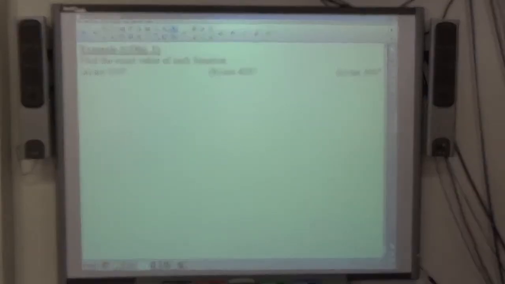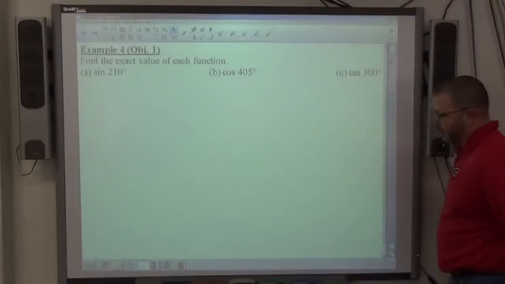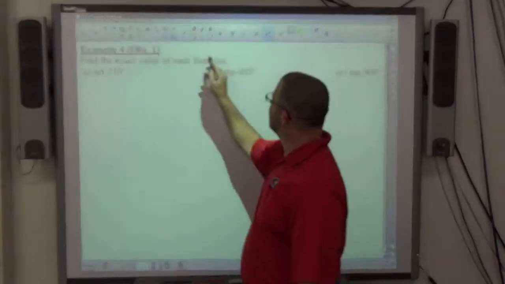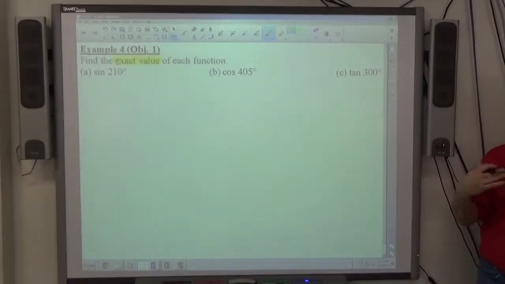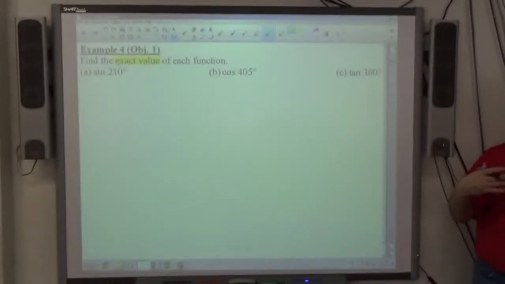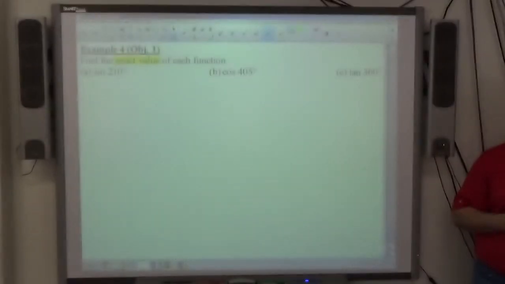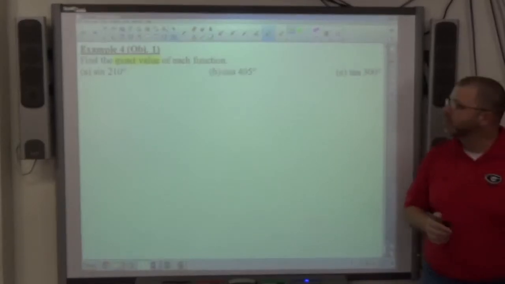All right, example 4, find the exact value of each function. As soon as you start seeing the words exact value, it means that they want to know the numbers like square root of 3 over 2, square root of 2 over 2, those types of answers, as opposed to getting on your calculator, getting a decimal approximation for these things.